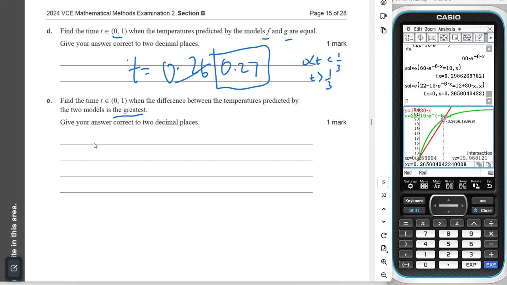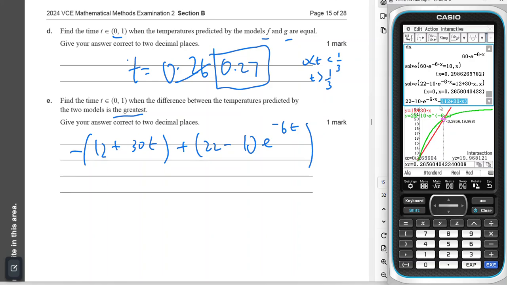So what I'd like to do is take 12 plus 30t minus 22 minus 10 e to the minus 6t. And I want the graph to be the greatest. I think the greatest is going to be about here. So I'm going to make this one and make that one positive, because after 3 seconds, so we'll do it F max.